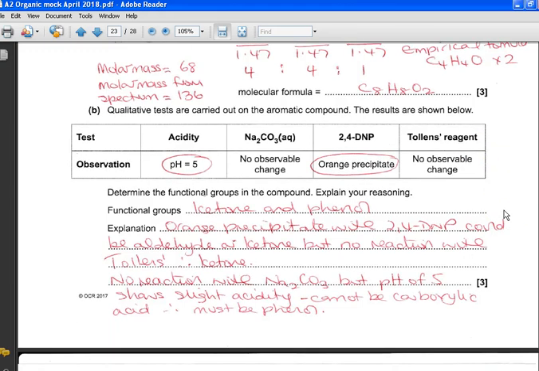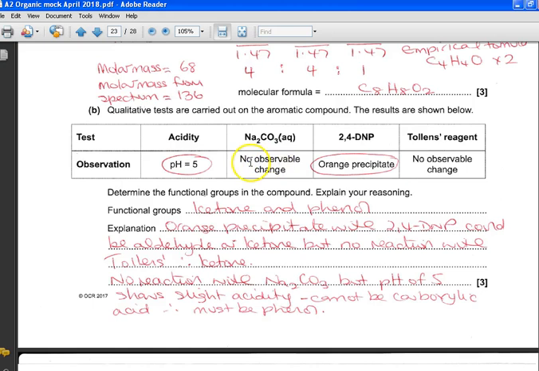Then you are told that qualitative tests are carried out on an aromatic compound, and you're told that its pH is 5, which is slightly acidic, and you get an orange precipitate with 2,4-DNP, but you don't get an observable change with Tollens, and you don't get an observable change with sodium carbonate.